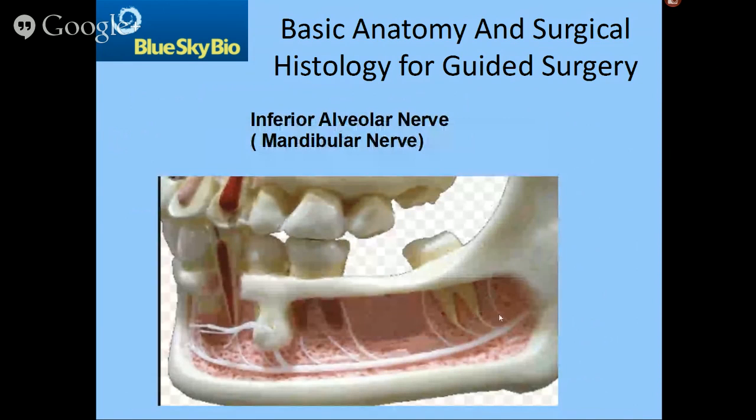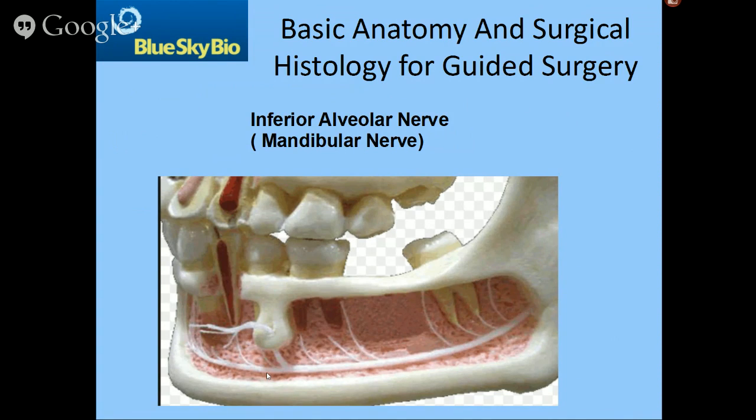And the inferior alveolar nerve innervates the teeth, but it also has a major branch that exits and innervates the lip. So if an implant is placed down here, the lip on one side and chin can become numb. It's not a good thing to do. And obviously we want to stay away from this vital structure.